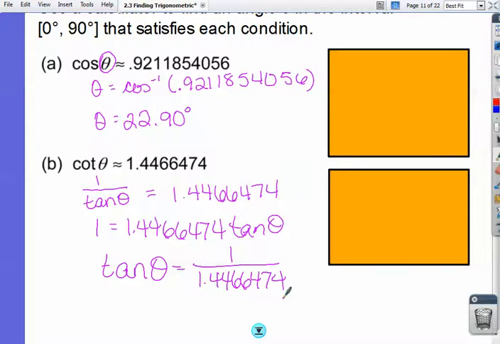You don't want to do 1 over tangent inverse. You do tangent inverse of 1 over 1.446647. I was just thinking of it as like you find the inverse of the numbers. It's tangent and cotangent stuff. So what did we get for our answer? Give me 4 decimal places. 34.65. And that's degrees, because I'm finding my angle.